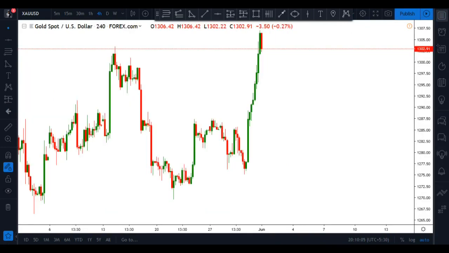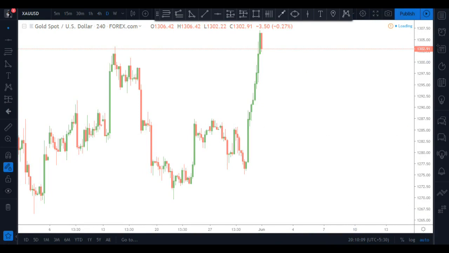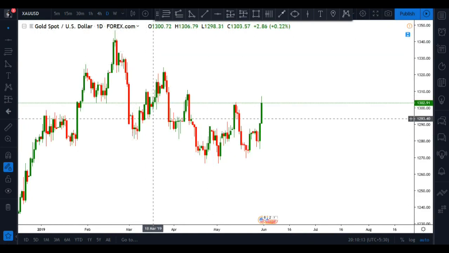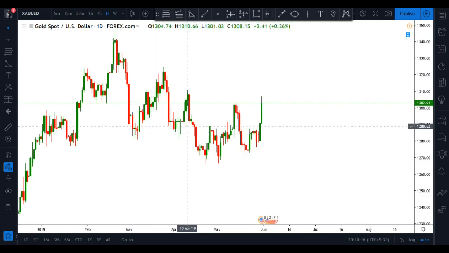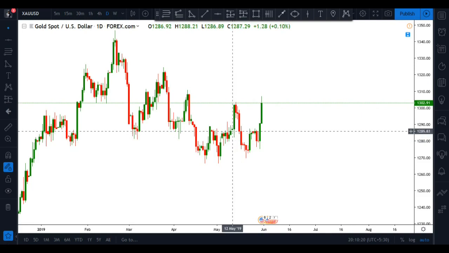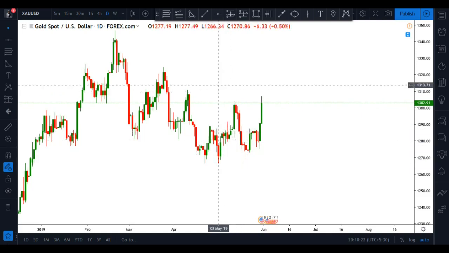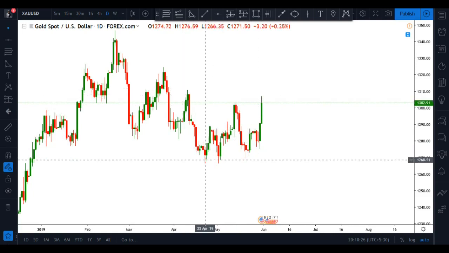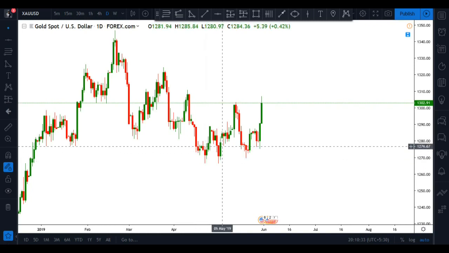Okay, traders. So this is gold dollar daily chart, and you can see that we are currently in a downtrend in gold dollar, and I think we are getting to some sort of consolidation at this point, but we cannot be so sure about that yet. Let's see what happens, but at this point we have something to trade.